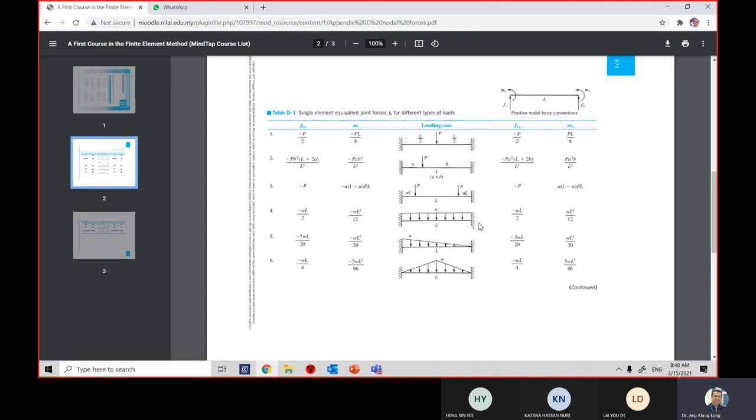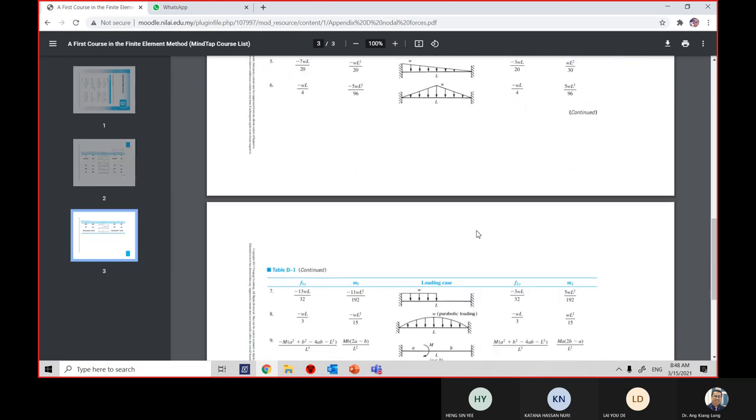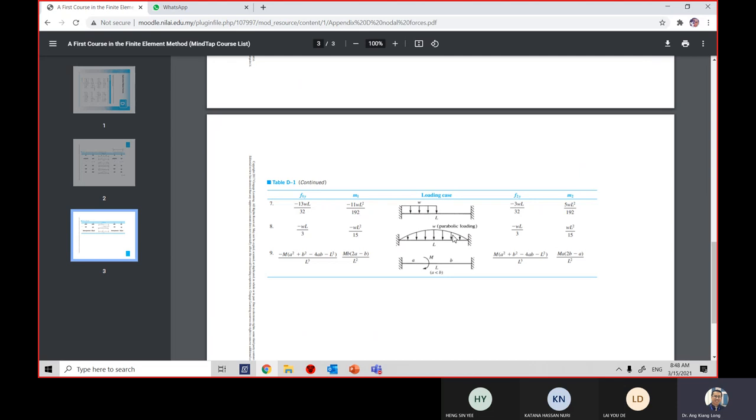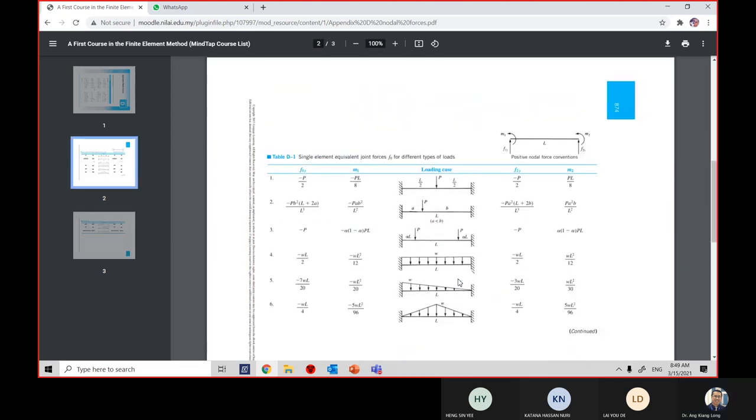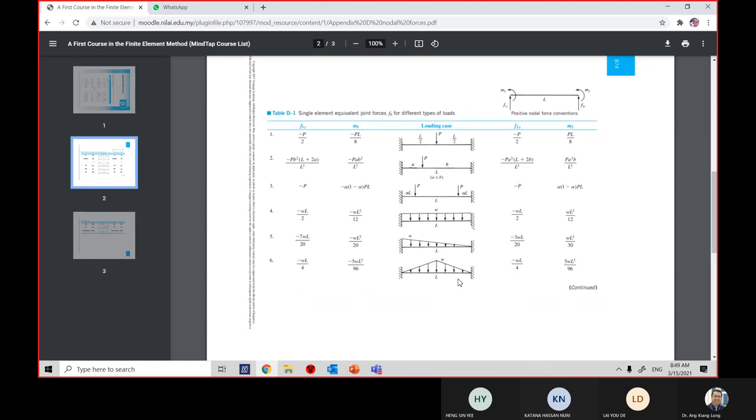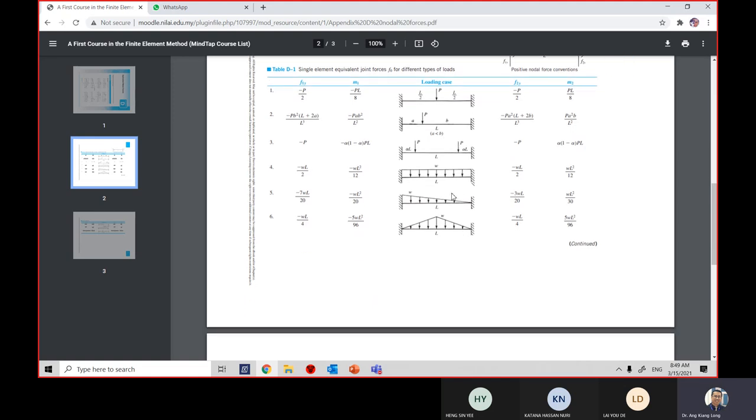Any question on how to use this table D1? Any question? We have two pages of table D. Okay, no question. I have one question.